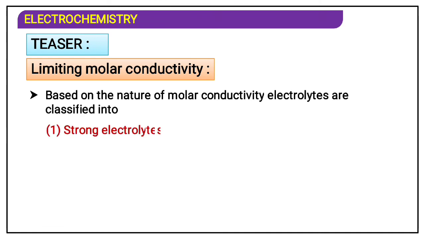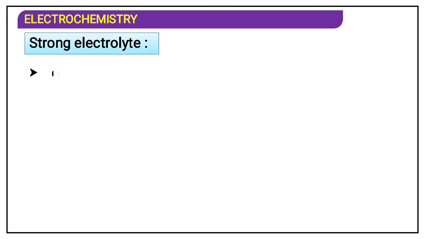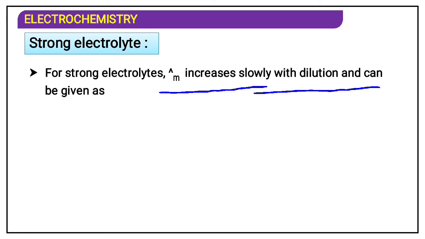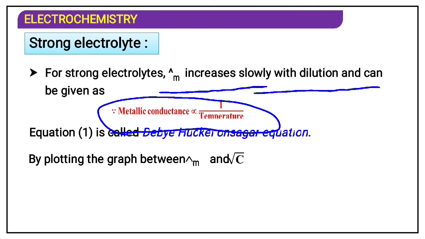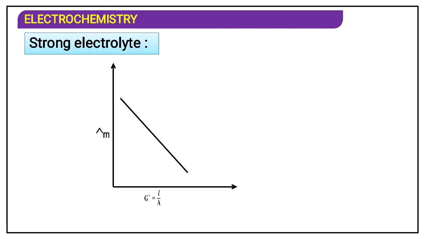And this limiting molar conductivity is different for different electrolytes. One is a strong electrolyte and the other is a weak electrolyte. Let us go for strong electrolyte. For a strong electrolyte, lambda m increases slowly with dilution. Metallic conductance is directly proportional to temperature. But based on the Debye-Huckel-Onsager equation, by plotting the graph between lambda m and root c, we get a graph like this.